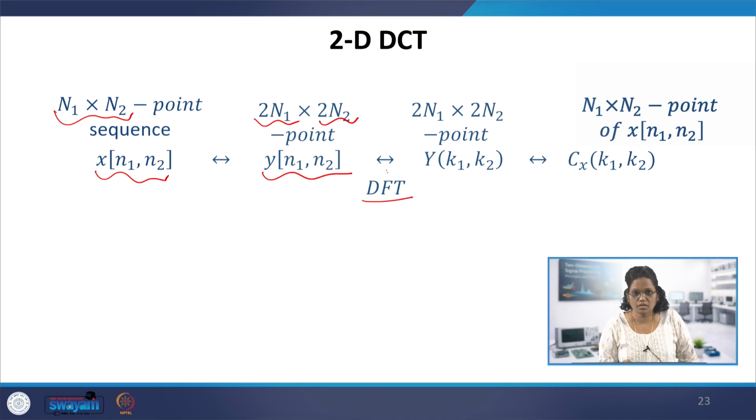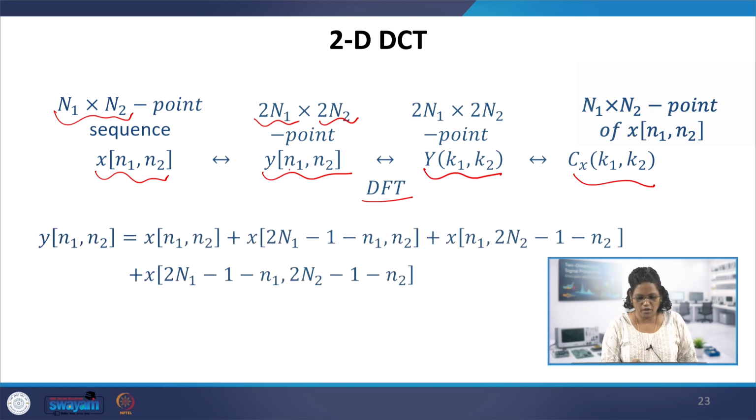After that, we take the 2D DFT of this function, that is y of n1, n2. That would result in y of k1 comma k2 instead of y of k in the 1D case. The size is now double, 2n1 by 2n2, and from that we would collect only n1 cross n2, because the sequence is n1 cross n2, and so this is the DCT coefficient. So this Cx k1 comma k2 is the DCT coefficient of x of n1 comma n2.